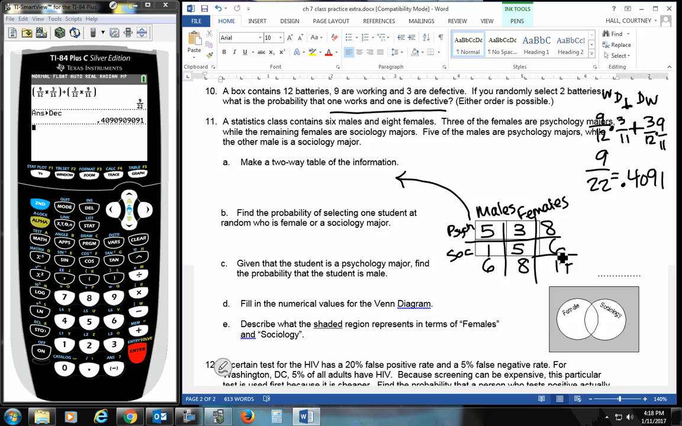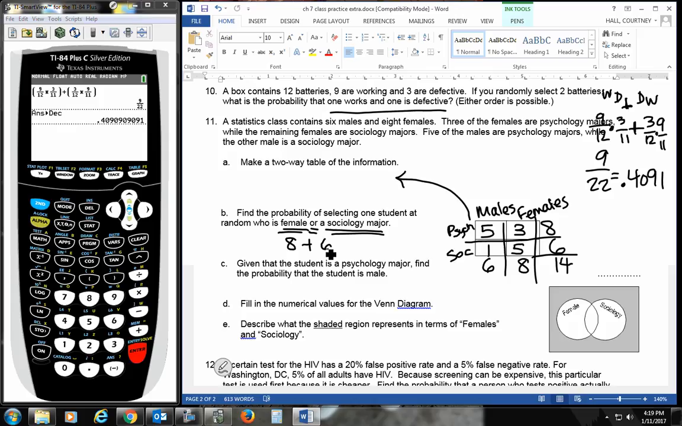Part B says find the probability of selecting one student at random who is female or sociology. So female total would be 8, sociology total would be 6, but it's not 14. I mean, that would give us 14 out of 14. You can't do that because you've got some overlap. So you've got to subtract the overlap.